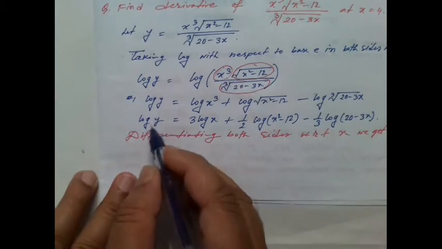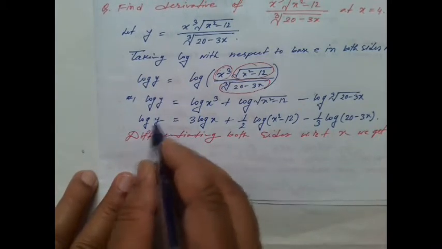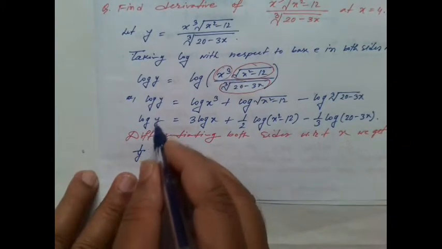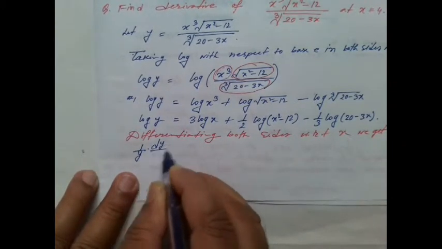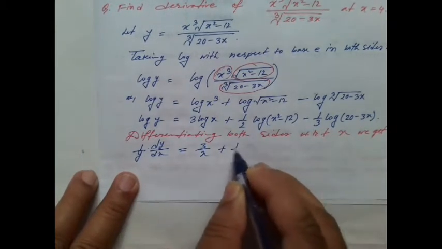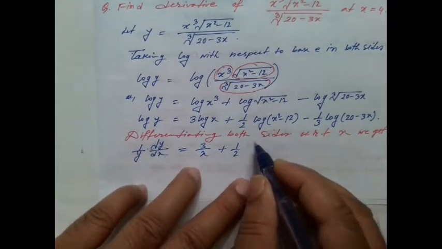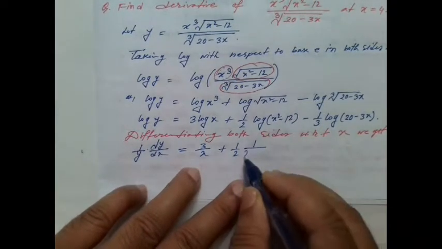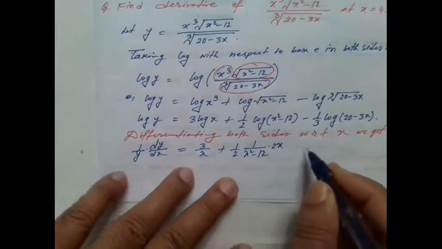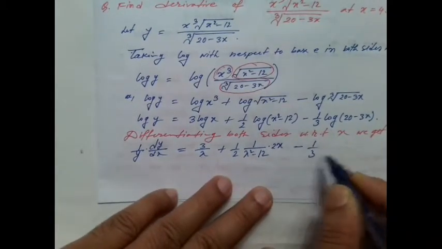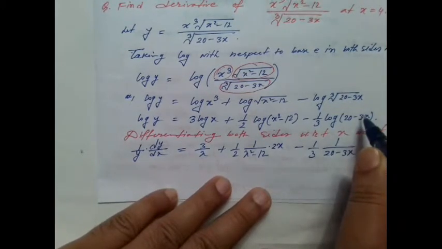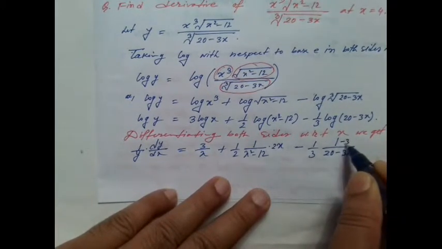here we have to take y as a function of x, so log y, the derivative of log y is 1 by y, and as we have taken y as a function of x, so d/dx of y means dy/dx, equals to, here 3 by x plus half, here we have to take this one as x square minus 12, and the derivative of this means into 2x, minus 1 by 3 into 1 by 20 minus 3x, and the derivative of this is minus 3.